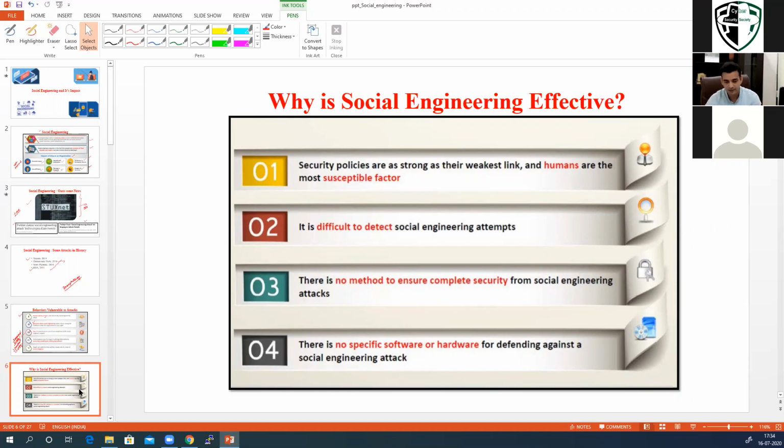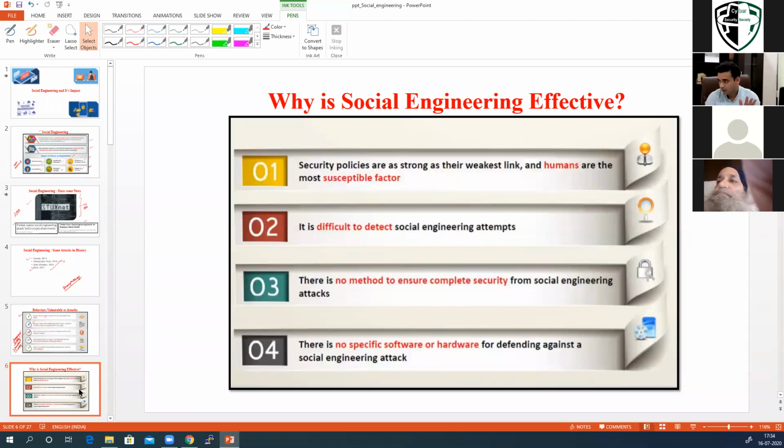ओके, दैट इज व्हाई दिस इज वेरी इफेक्टिव these days. Okay, people are getting prank calls, people are getting phishing mails. Okay, they are having some mails with a particular link. Okay, so these are the things which are being used in the background of this social engineering attack. Okay, so we'll look at them one by one.